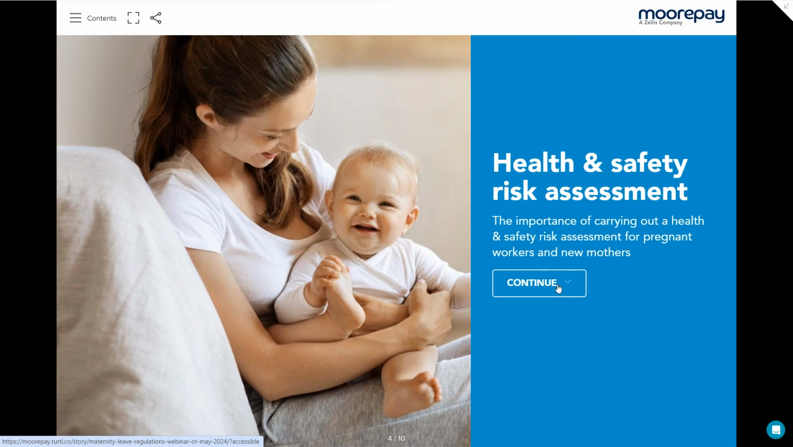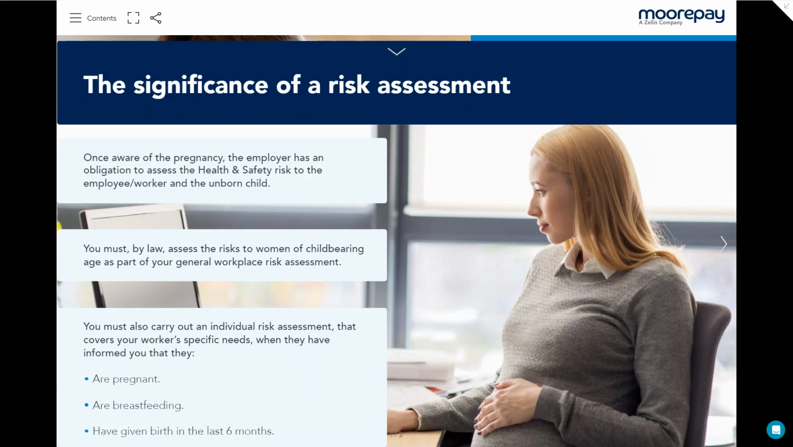Okay, so the health and safety risk assessment. Once we're aware of the pregnancy, like I say, we should be doing a health and safety risk assessment, and that's to protect the mother and the baby. Now, this is law. It's not something that is nice to have. It didn't used to be law. It was only guidance, but it has now been enshrined in law, so it is a legal obligation.